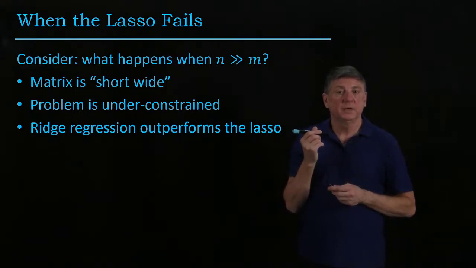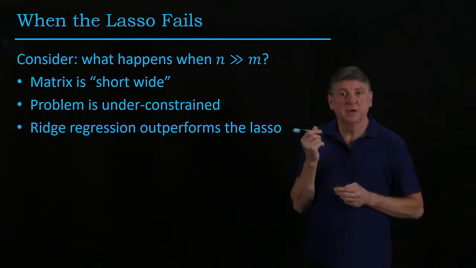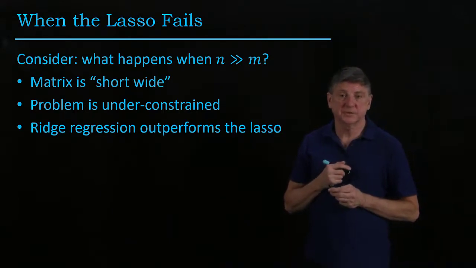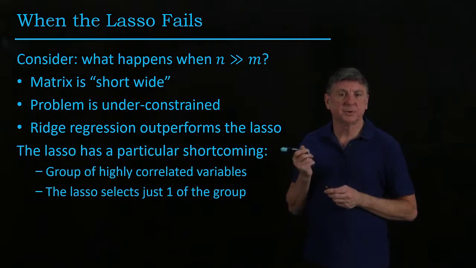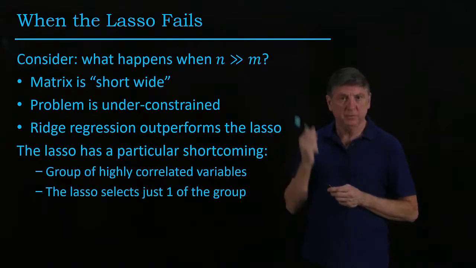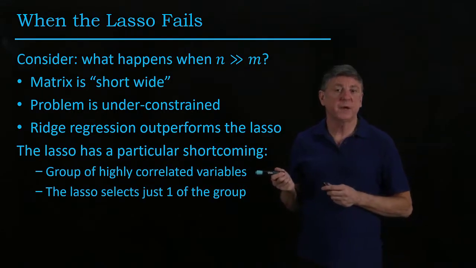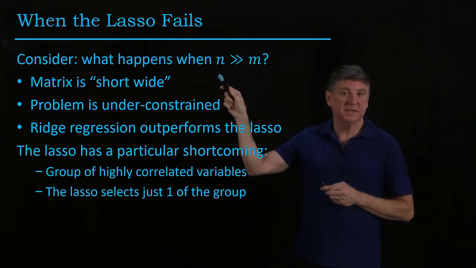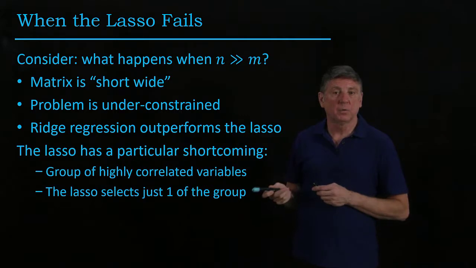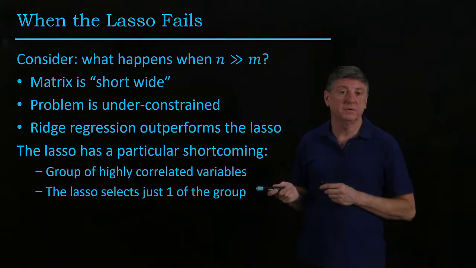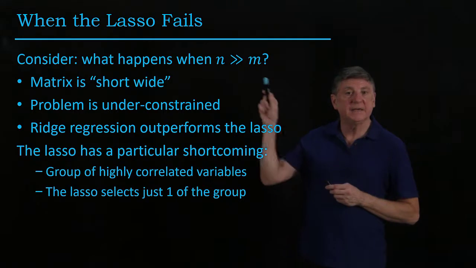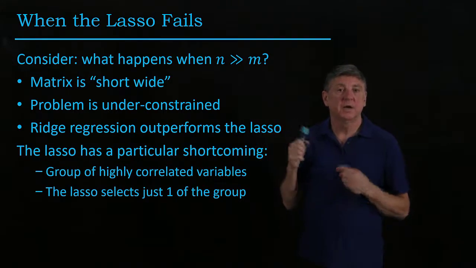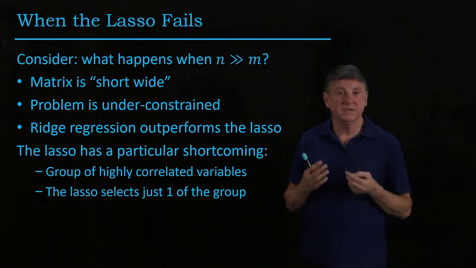In this sort of problem, computationally in practice, we find that the ridge regression outperforms the lasso. And the lasso has a particular shortcoming that's associated with these, and that is, what happens when you have a group of variables that are themselves highly correlated? So you can imagine that some group of p variables here are very highly correlated. What will happen is the lasso will select only one of those in the group, and it won't regard the other ones, which a user may want to see: oh, all of these are highly correlated with the observations that we've made.